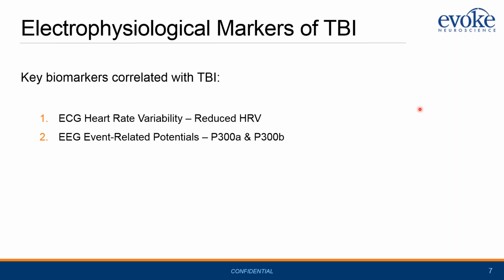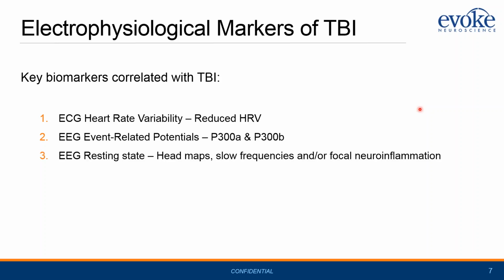We're also going to talk about event-related potentials, our brain processing speed, and specifically the P300 component of ERPs. And finally, we'll talk about resting state EEG. We'll cover how to interpret head maps, and we'll cover what to look out for in cases of TBI, which includes high or low power in slow frequencies and/or focal neuroinflammation.